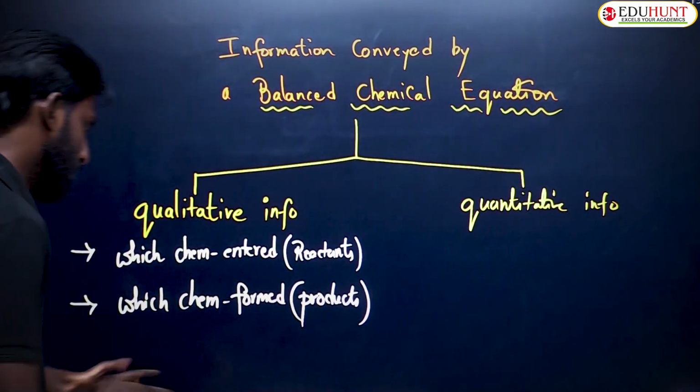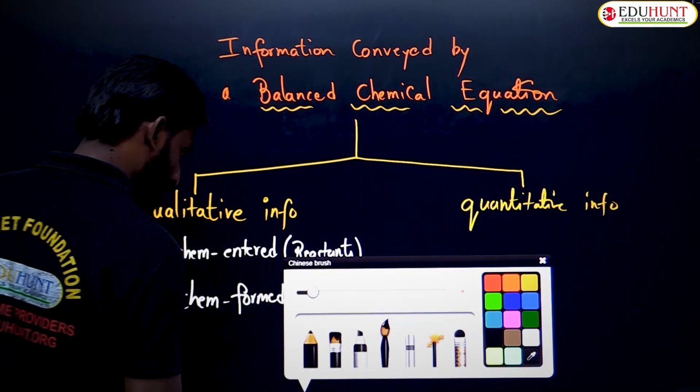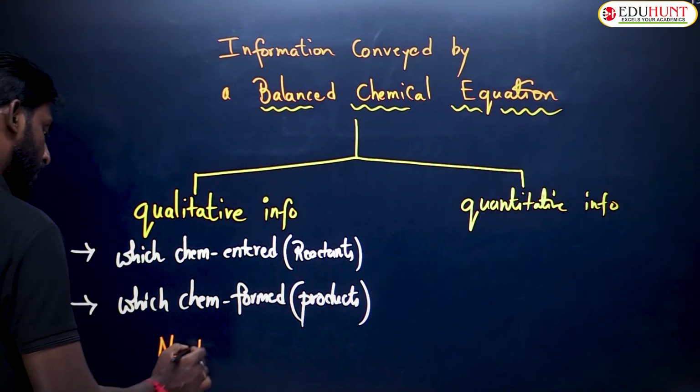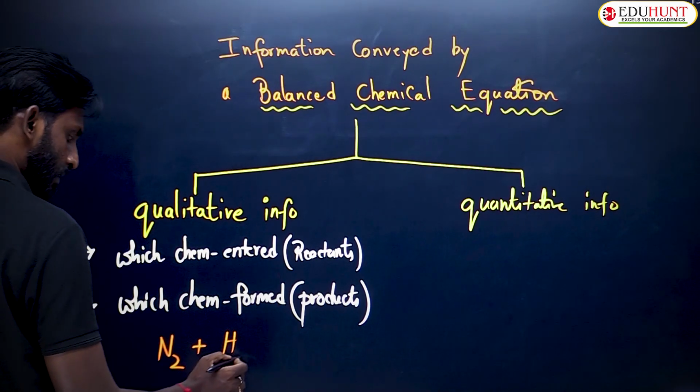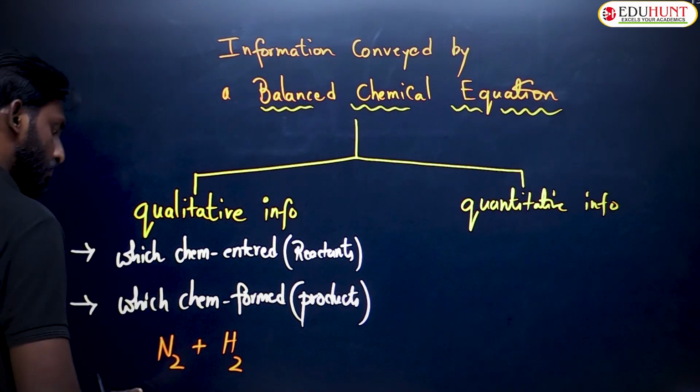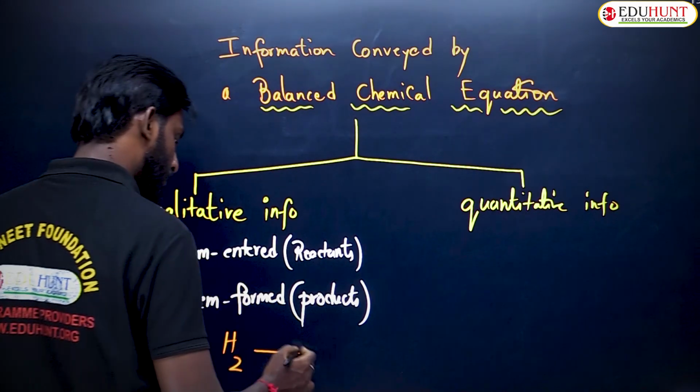Okay, let me tell you an example. You have a reaction, a balanced equation: nitrogen treated with hydrogen, the same example as I discussed. Nitrogen, when reacted with hydrogen, gives ammonia.